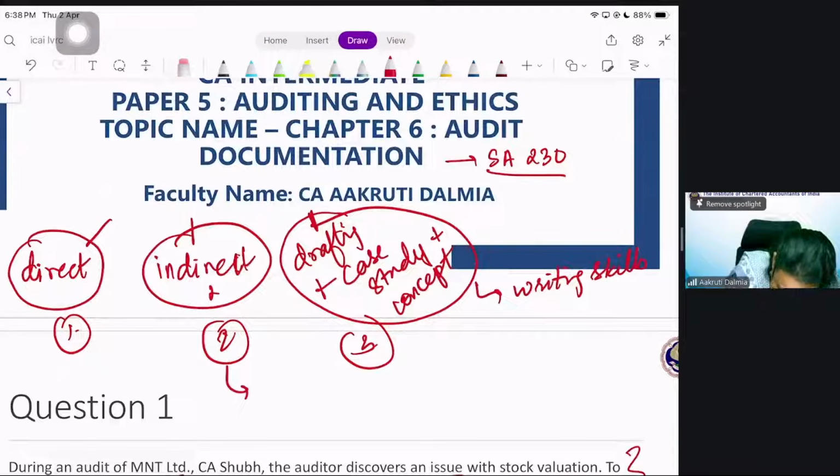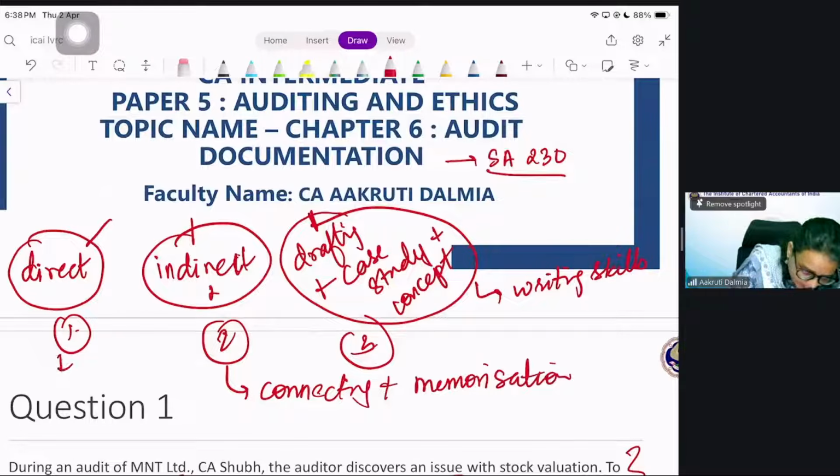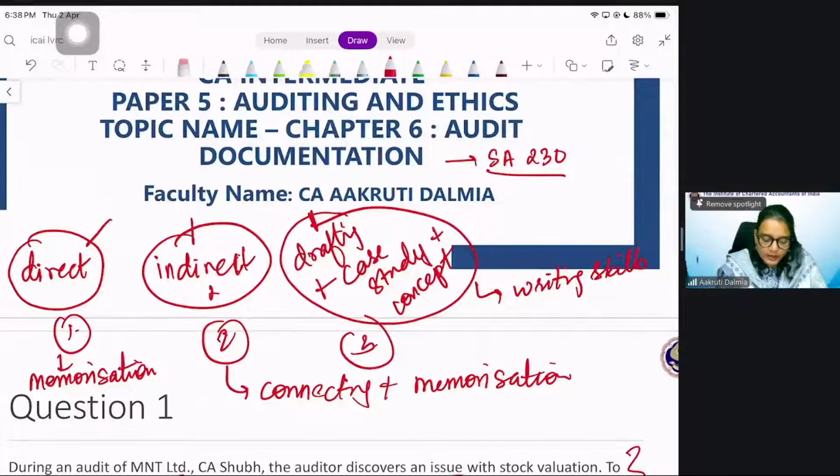Indirect means you have to use your connecting skills, connecting plus memorization. And type 1 means you have to just use your memorization. So, did it use only your connecting skills or a little bit of your writing skills also? Writing skills also. That is why it is a good, simple example, not a very complicated example, of type 3. Okay?